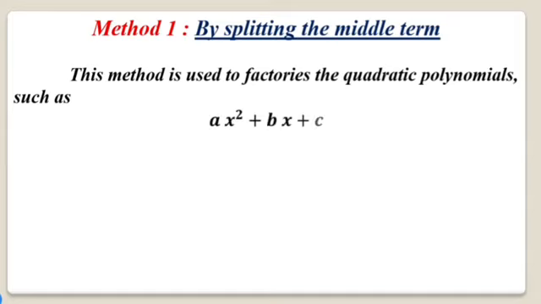The general form of a quadratic polynomial is ax square plus bx plus c. Here a, b, c are constants and a should not be equal to 0. If a becomes 0, then the whole polynomial becomes a linear polynomial. So a should not equal 0.